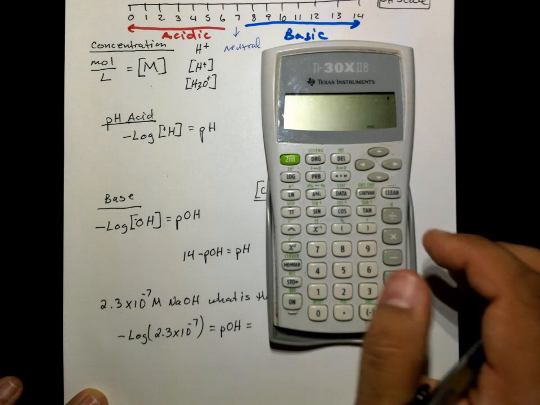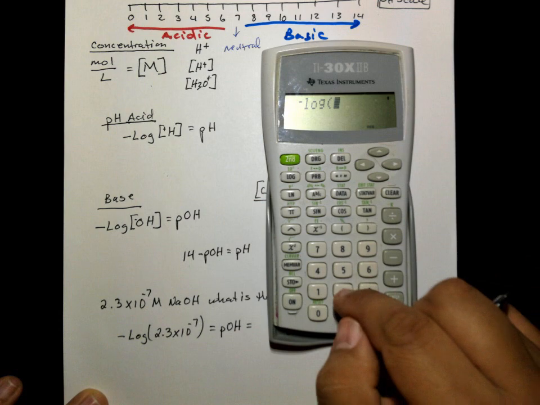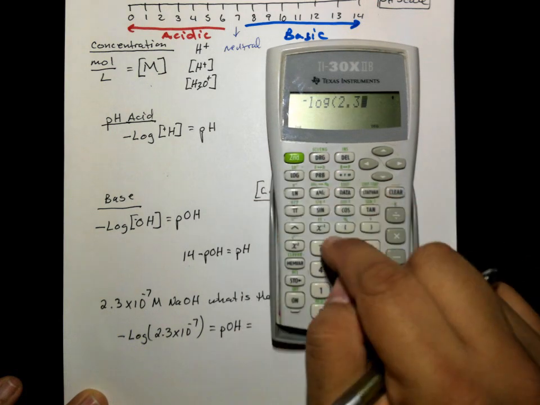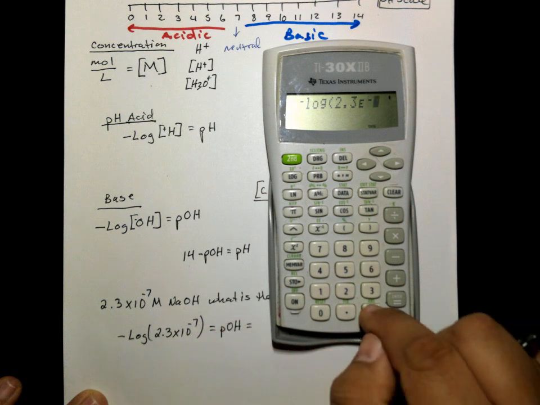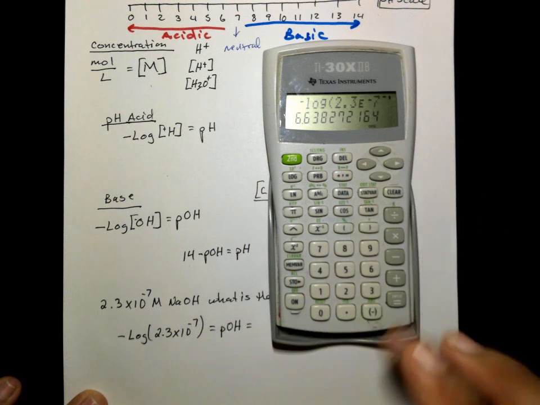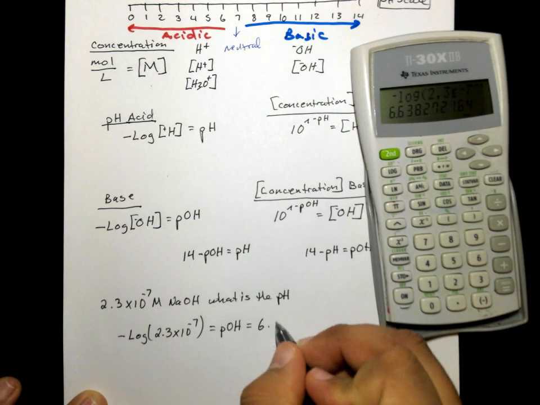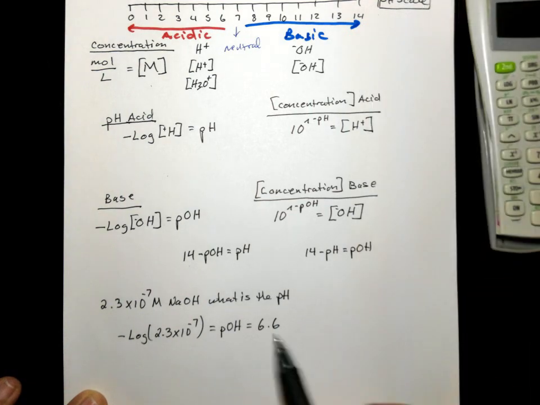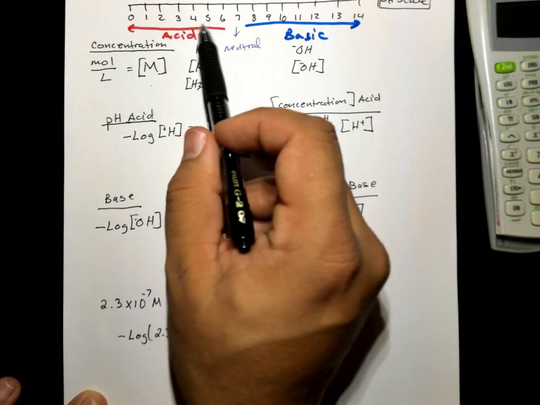Clear it out. So I'm going to go negative log, and I'm going to type in 2.3 E, the exponent -7, close parentheses, equal. So that's going to give me a pOH of 6.6. Remember last time you were like, wait, 6.6, that's below 7, that's acidic. We know this is a base, but it's coming out acidic.